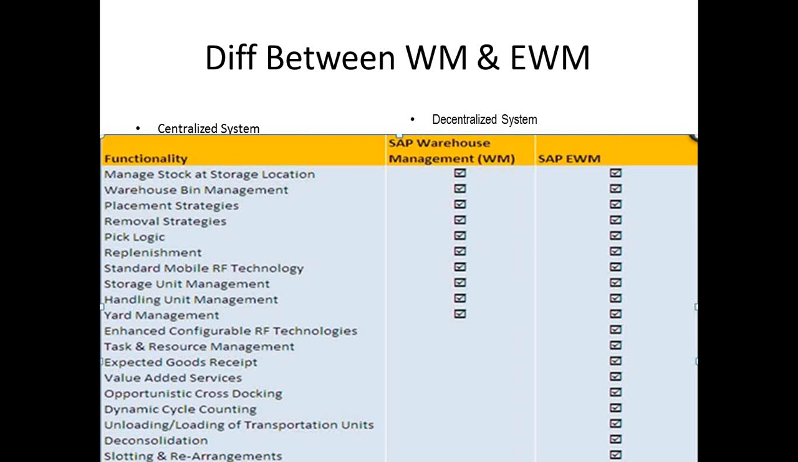In the same way for outbound: is there any truck available, are there any open doors, are there any open trucks for the goods issue process? These are all topics we can cover as part of the unloading and loading of transportation units. And coming to deconsolidation, I hope I already covered this topic just now.